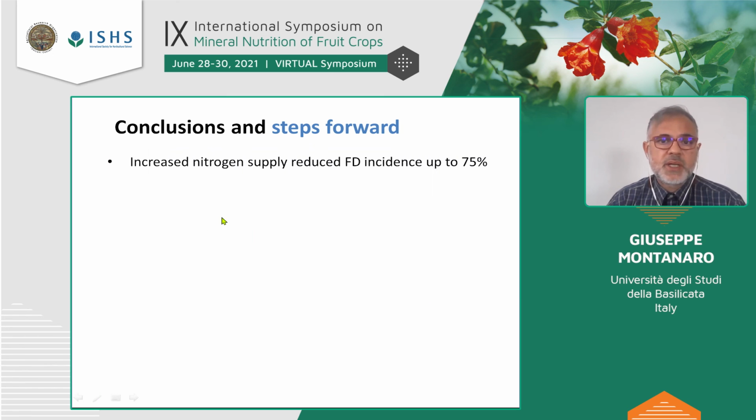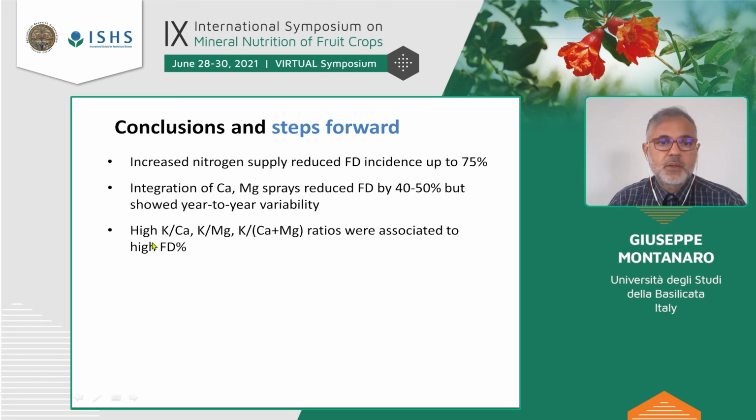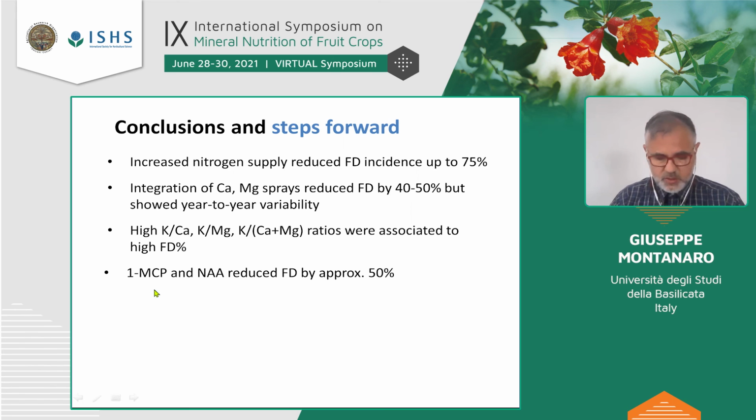We have learned that increasing nitrogen supply could reduce fruit drop incidence by 75%, and that spraying more calcium and magnesium could be in favor of the reduction of fruit drop as well. And also that high potassium-calcium or potassium-magnesium ratios were associated with high fruit drop. Also, importantly, we noted that 1-MCP and NAA reduced fruit drop by approximately 50%.